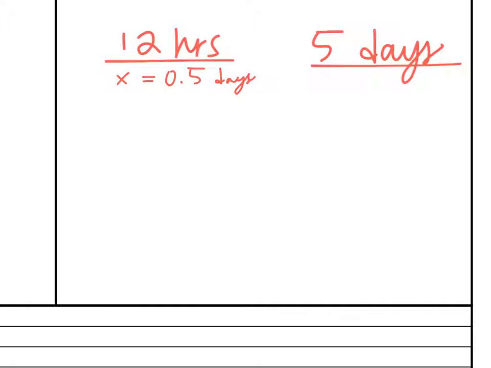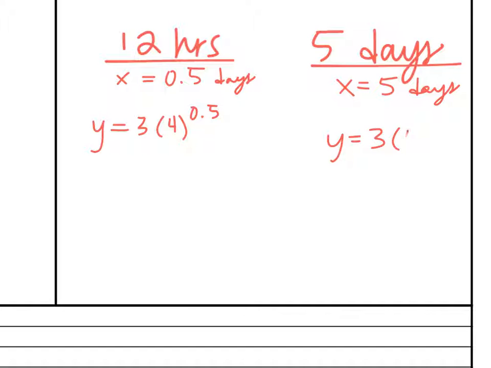And so this one is x equals 5 days. So you're going to plug into your equation twice. This one will be for 0.5. And this one will be for 5. Can you please go ahead and do that and compare with your partner, make sure you get the same thing.